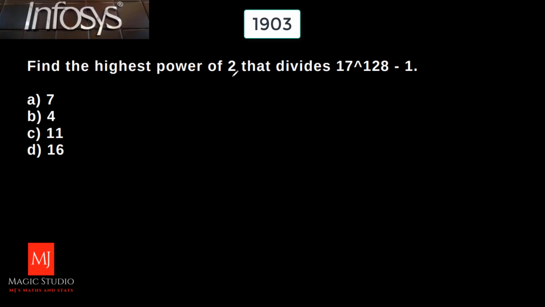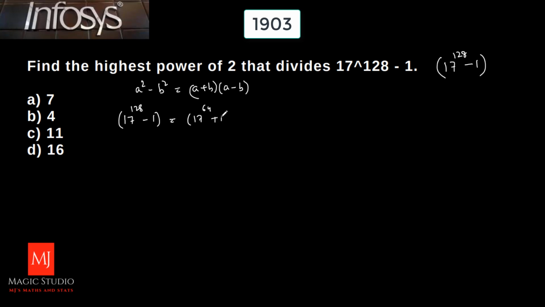Find the highest power of 2 that divides 17 to the power 128 minus 1. Okay, we know this: a square minus b square is a plus b into a minus b. Then 17 to the power 128 minus 1 can be written as 17 to the power 64 plus 1 into 17 to the power 64 minus 1. That would be again 17 to the power 32 plus 1 into 17 to the power 32 minus 1.